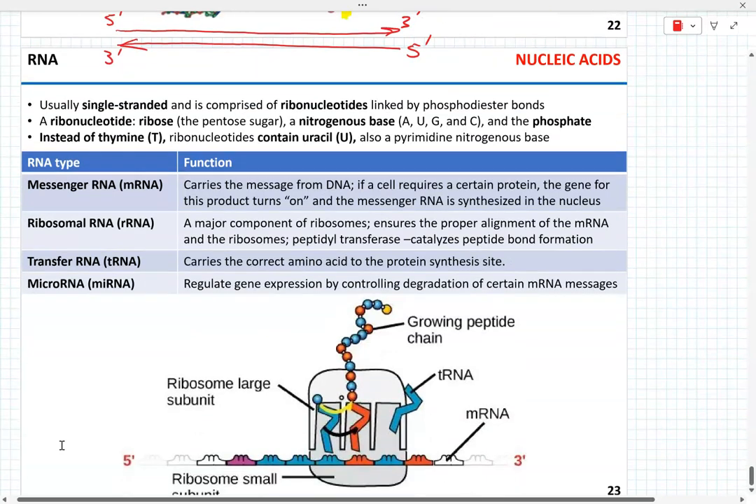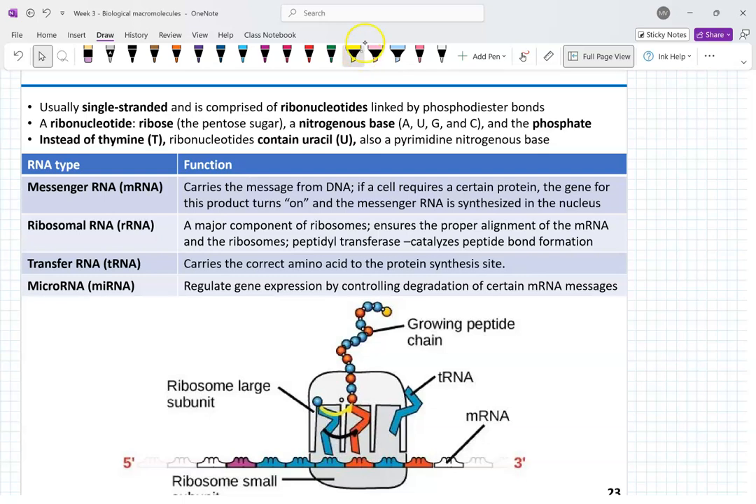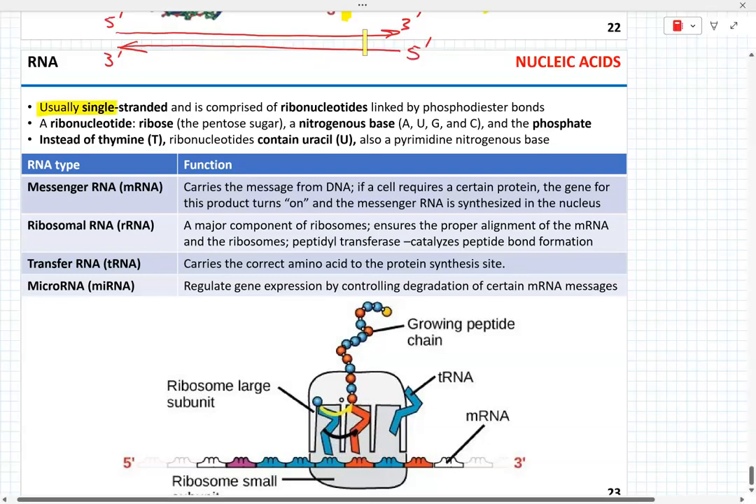Finally, we're going to talk about RNA. So RNA molecules are usually single-stranded. There are some exceptions that we're not going to talk about. They are comprised of ribonucleotides that contain ribose instead of deoxyribose and uracil instead of thymine. Just like in DNA, ribonucleotides are connected to each other by phosphodiester bonds.